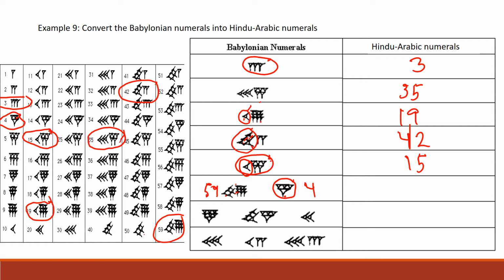Now you're going to need to use your calculator. Remember that 59 does not really mean 59. It actually means 59 times 60. So you're going to do 59 times 60, 3,540 plus 4. So this number is 3,544.